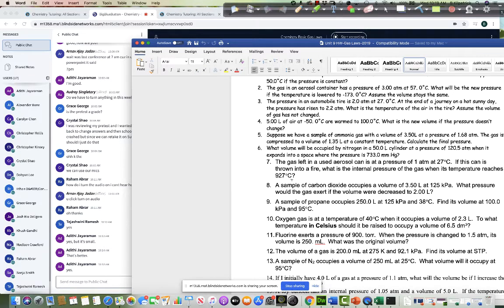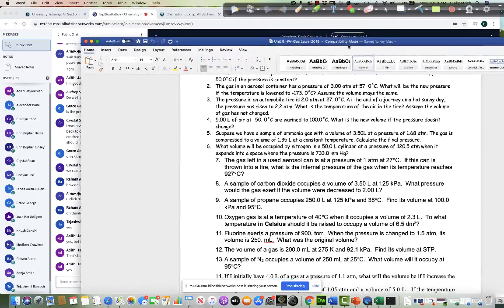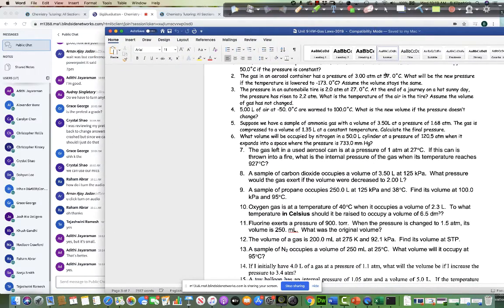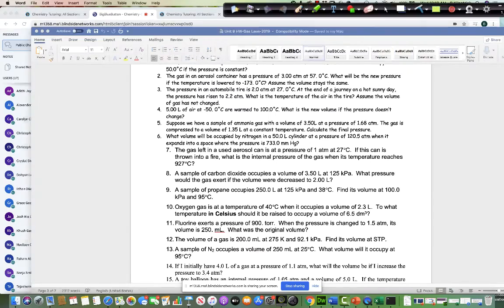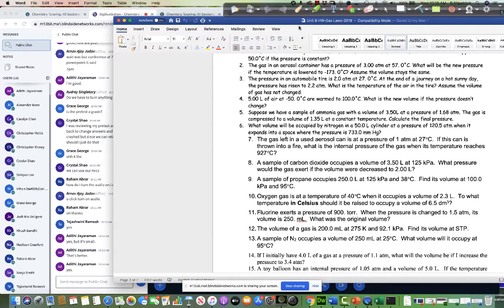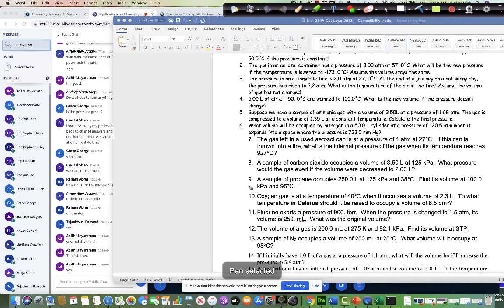All right, so let's look at number 9. Okay, so number 9 says a sample of propane occupies 250 liters at 125 kilopascals and 38 degrees Celsius. Find its volume at 100 kilopascals and 95 degrees Celsius.